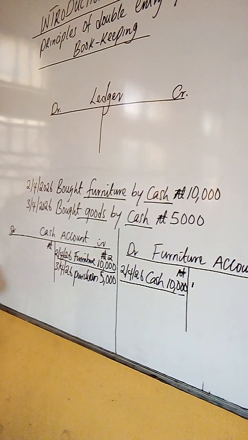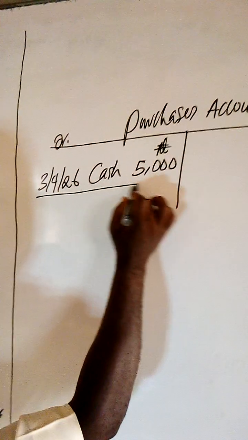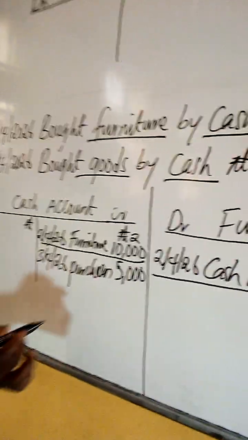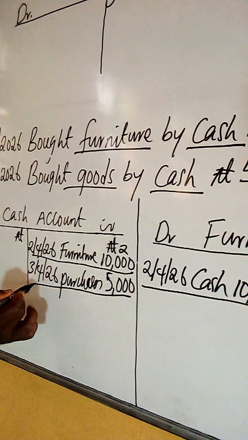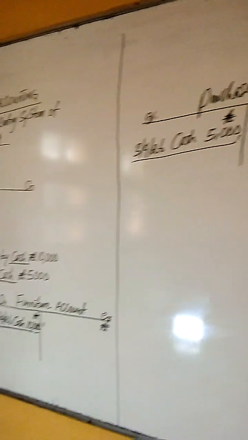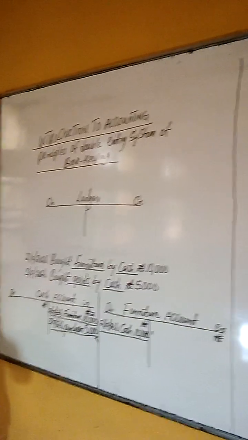Then the second one, you can see that purchases have been debited. This is entry 1, and then the same transaction has been credited in cash account, then this also becomes entry 2. So in this case, discover that this is entry 1 and this is entry 2, then this becomes what is called double entry system of bookkeeping.